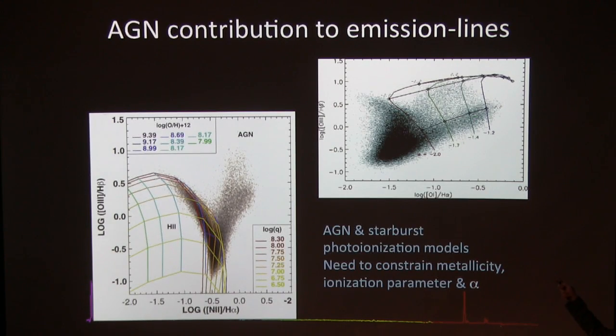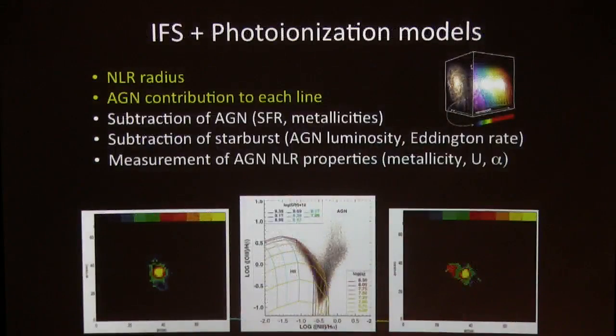And then with our AGN, we use our AGN models. We're using the same MAPPINGS models, so they're self-consistent with the starburst models. And then we can measure the ionization parameter as well as the power law index. We apply these to each galaxy, and we're in the middle at the moment of applying them to all the AGN in the SAMI survey.